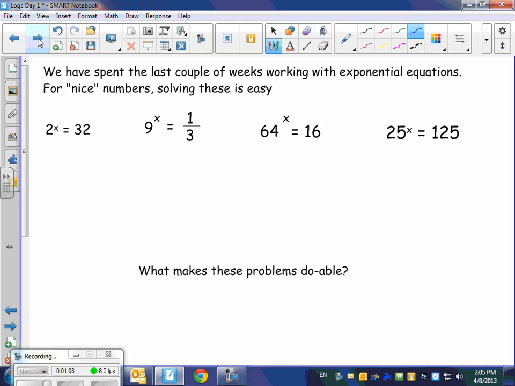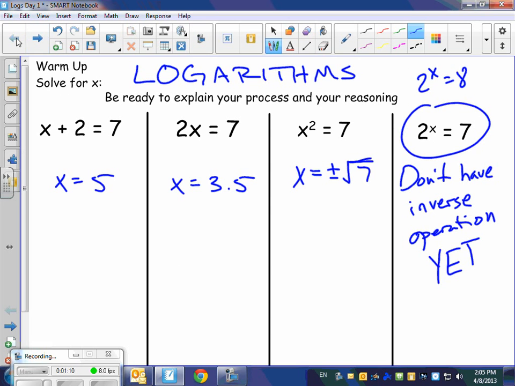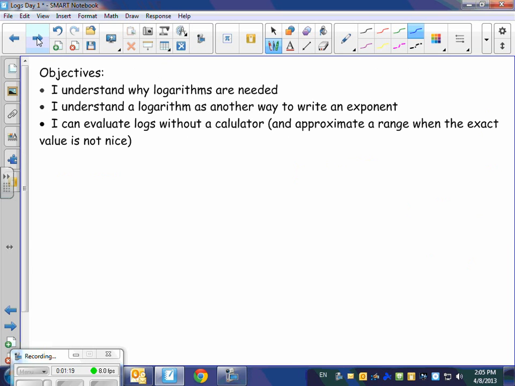The problem we run into is that, for example, in 2 to the x equals 7, 7 is not a power of 2. So we're not going to write 7 as a power of 2 in order to solve in that manner. So there's got to be another way. Here are our objectives for today. We started with the first one already. The first one is to establish a need for logarithms. We need an operation that takes the variable out of the exponent.